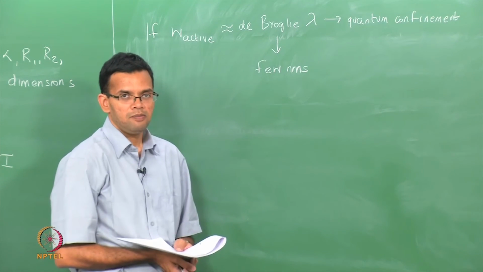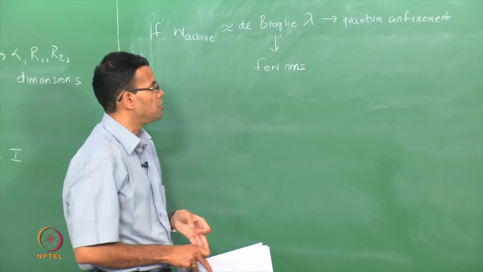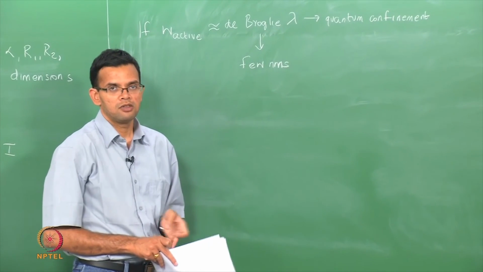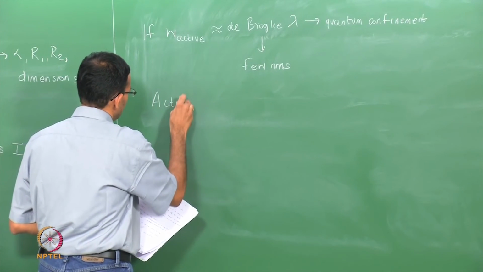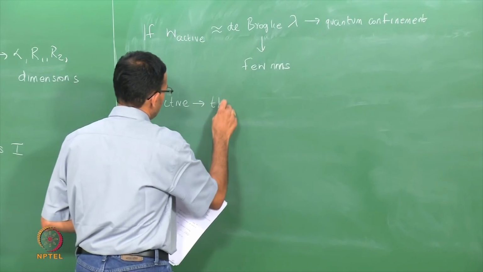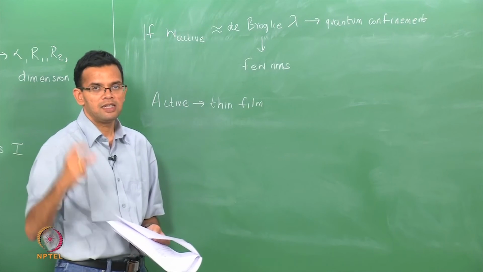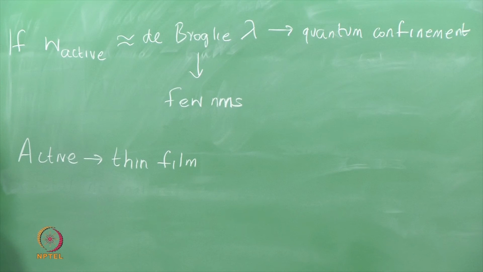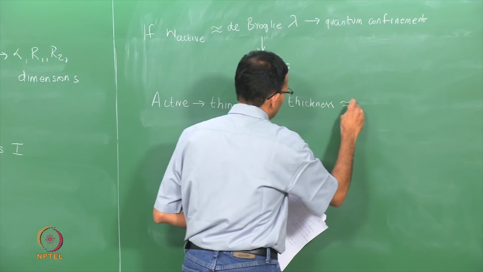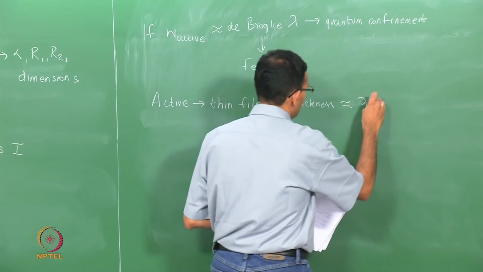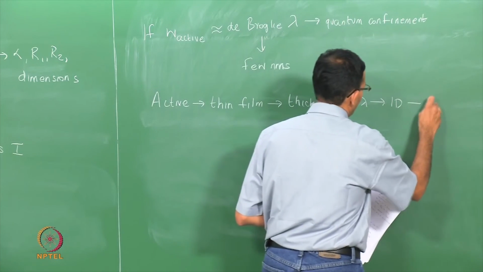So, if the active region is only a few nanometers thick, whether it is in 1D, 2D or 3D, you can get different orders of quantum confinement. So, if your active region is in the form of a thin film, then only the thickness is of the order of the de Broglie wavelength. So, the thickness is comparable to lambda. In this case, you have 1D quantum confinement, and this is called quantum well.